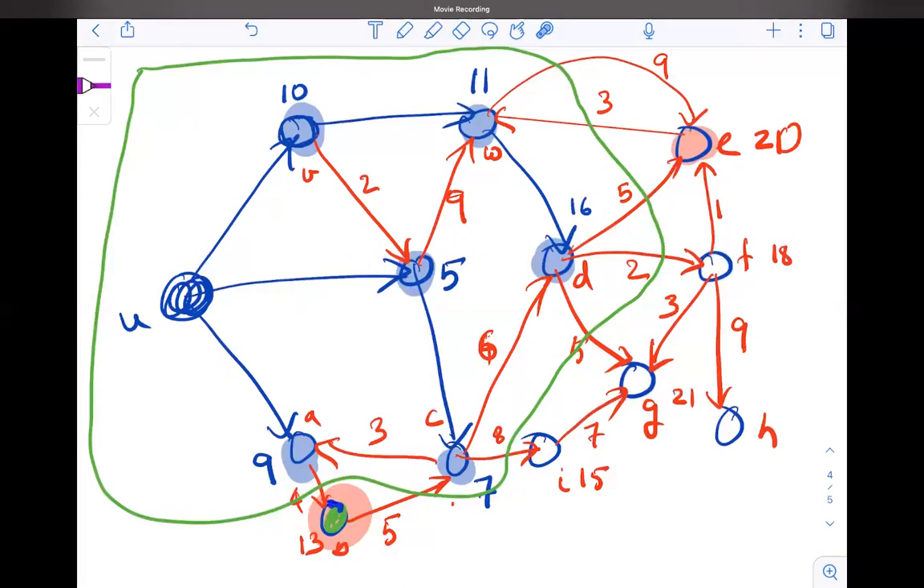Right? So at any point of time, I have the boundary wall. And if I look at all the vertices that are just beyond the boundary wall, the vertex with the minimum distance will certainly be a vertex that I can add to my boundary wall and say that that is the minimum distance. Did it make sense?